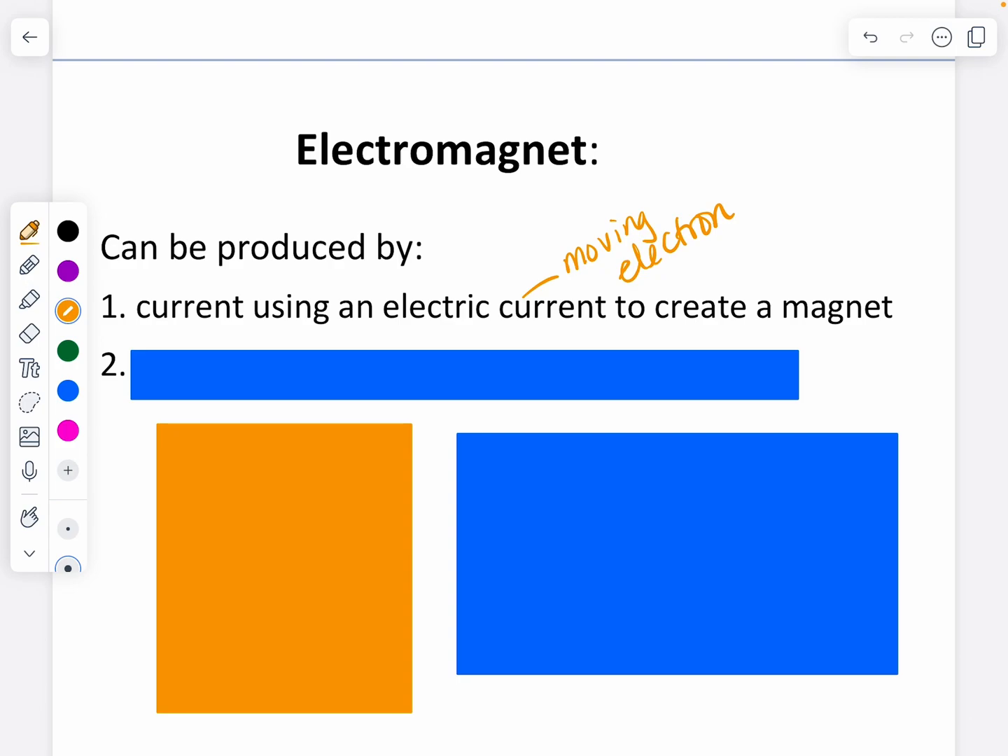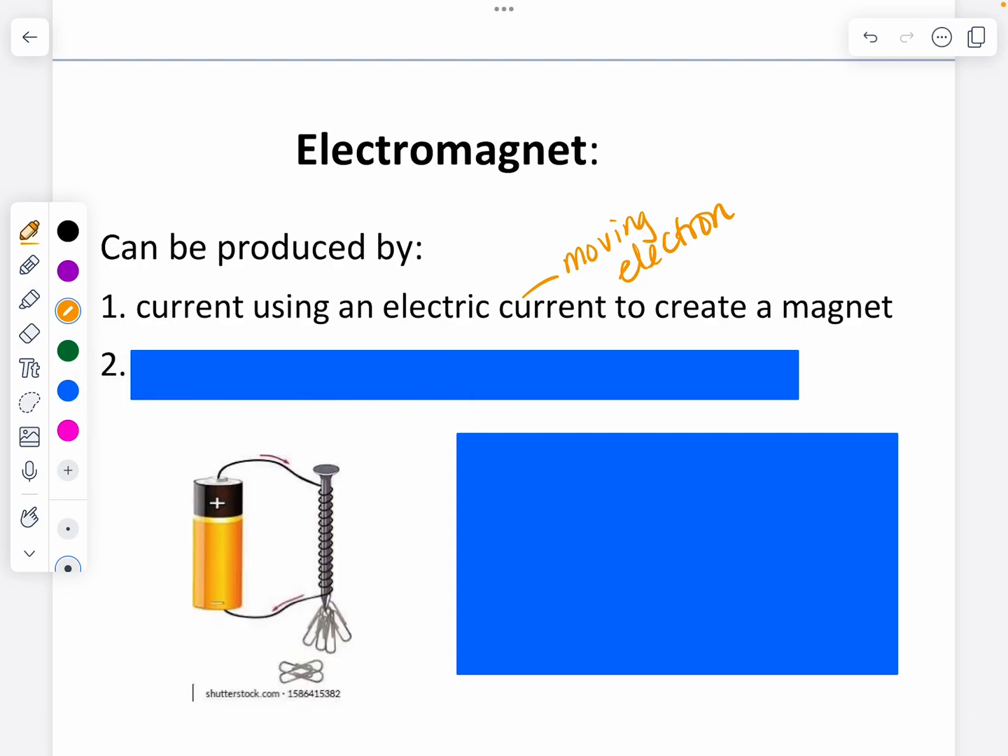So if we have moving electrons, then we're going to be able to create a magnet. And so here's an illustration of how that works. I have a battery which has a positive and a negative end. Again, we'll talk about that in a later chapter. But what this does is it allows my electrons to have a reason to move through the wire.